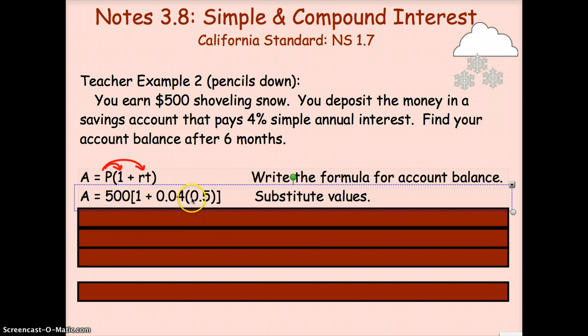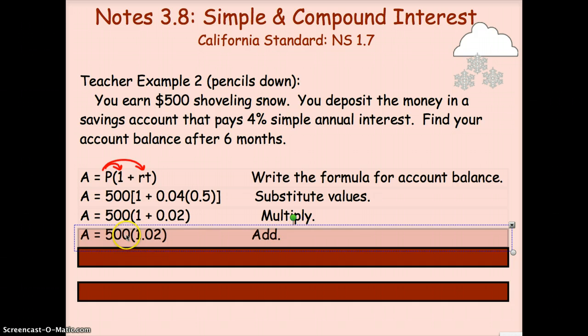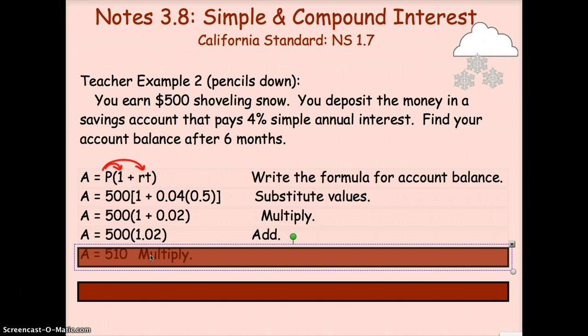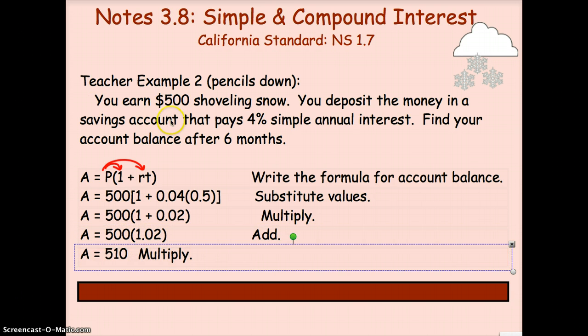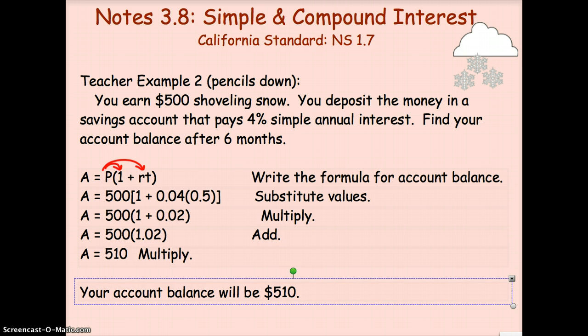Notice I have multiplication here, so that has to come first. Then I see within those parentheses I have addition. And finally I have multiplication. Now, because we're working with money and it's a savings account, our answer does need to have a dollar sign, $510.